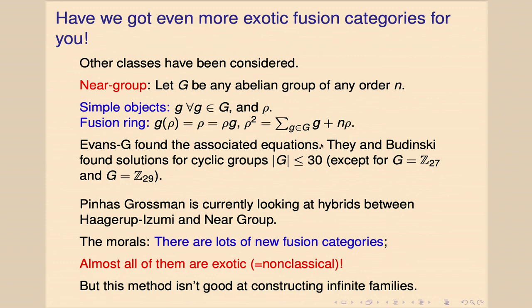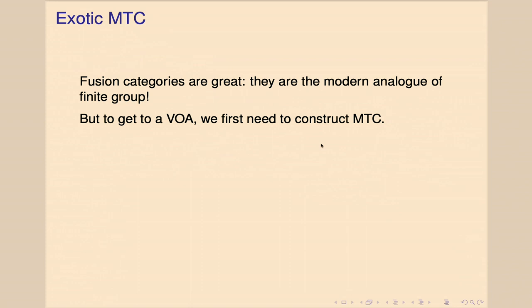Okay. So fusion categories are great. How am I doing for time? Fusion categories are great. As I've been trying to say over and over again, they're the modern analog of a finite group. But to get a VOA, at least directly, we need to construct the modular tensor category.